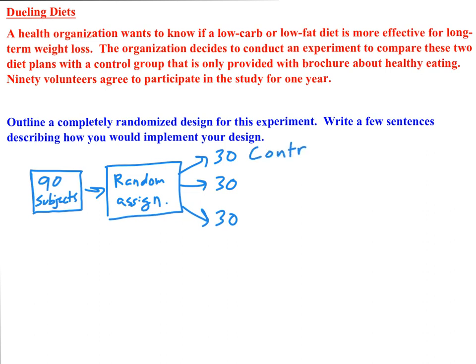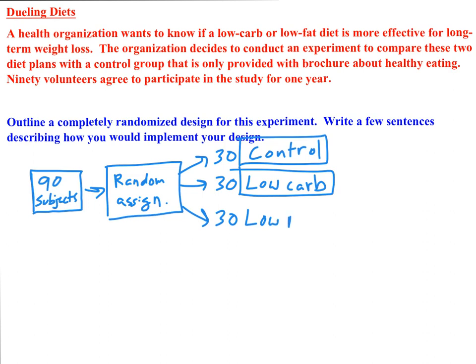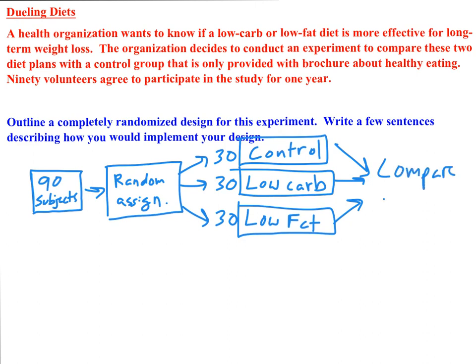We need 30 individuals to go to control. We need 30 to be in what they're calling the low carb group. And we need 30 more to be in the low fat group. That's where they would get their treatment, and then this is always the finish to our diagram like this, because this is where an experiment would end. We need to compare results. Now I should have a description with this.